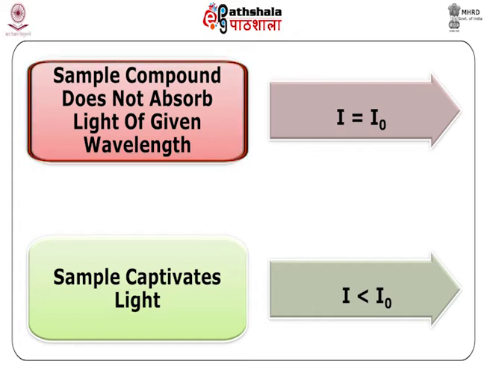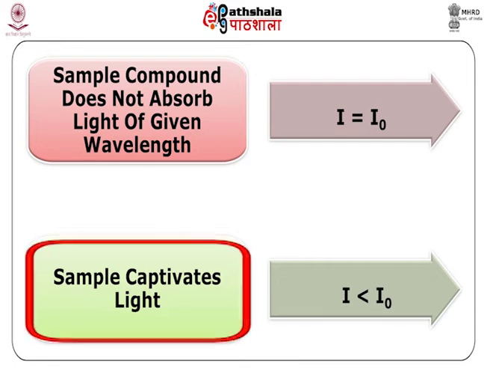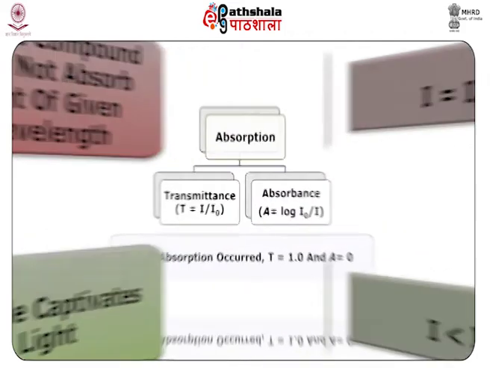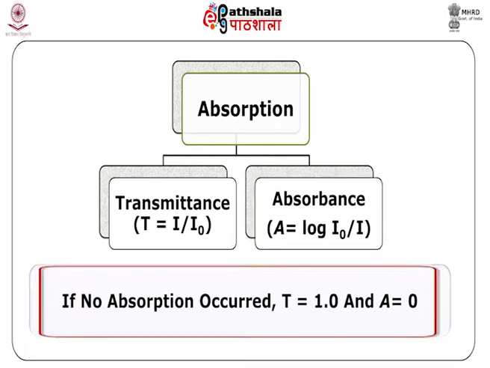If the sample compound does not absorb light of a given wavelength, then I is equal to I naught. On the other hand, if the sample absorbs light, then I is less than I naught, and this difference may be plotted on a graph. Absorption may be presented as transmittance or absorbance. If no absorption has occurred, then T is equal to 1 and A is equal to 0.